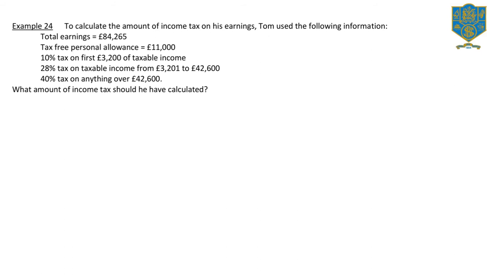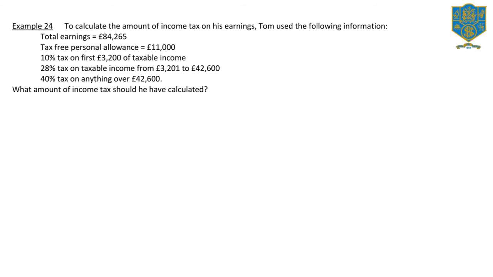Of his taxable income, 3,200 is the first amount at 10%, and then everything from 3,200 up to 42,600. So that means that these two rectangles must add up to 42,600, meaning that we've got £39,400 in the second tax group, and everything beyond that is going to be at 40%.